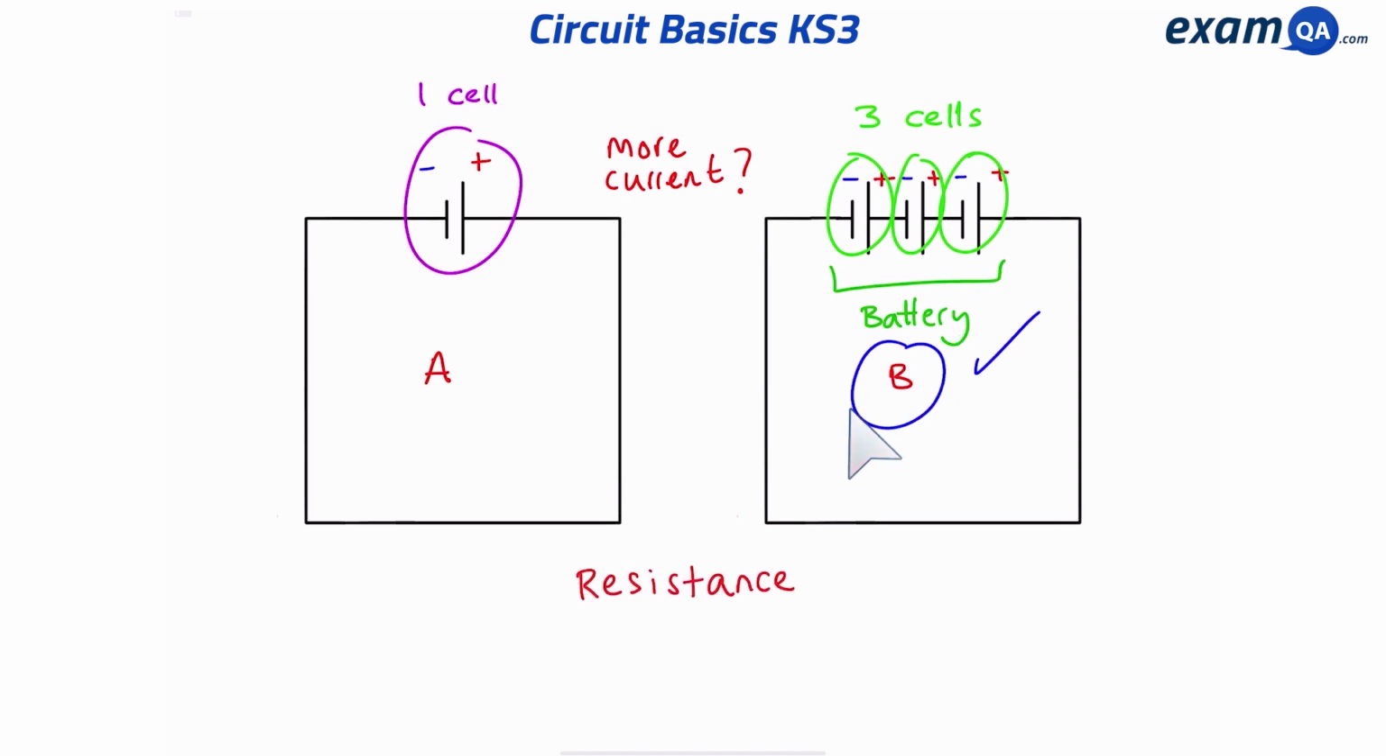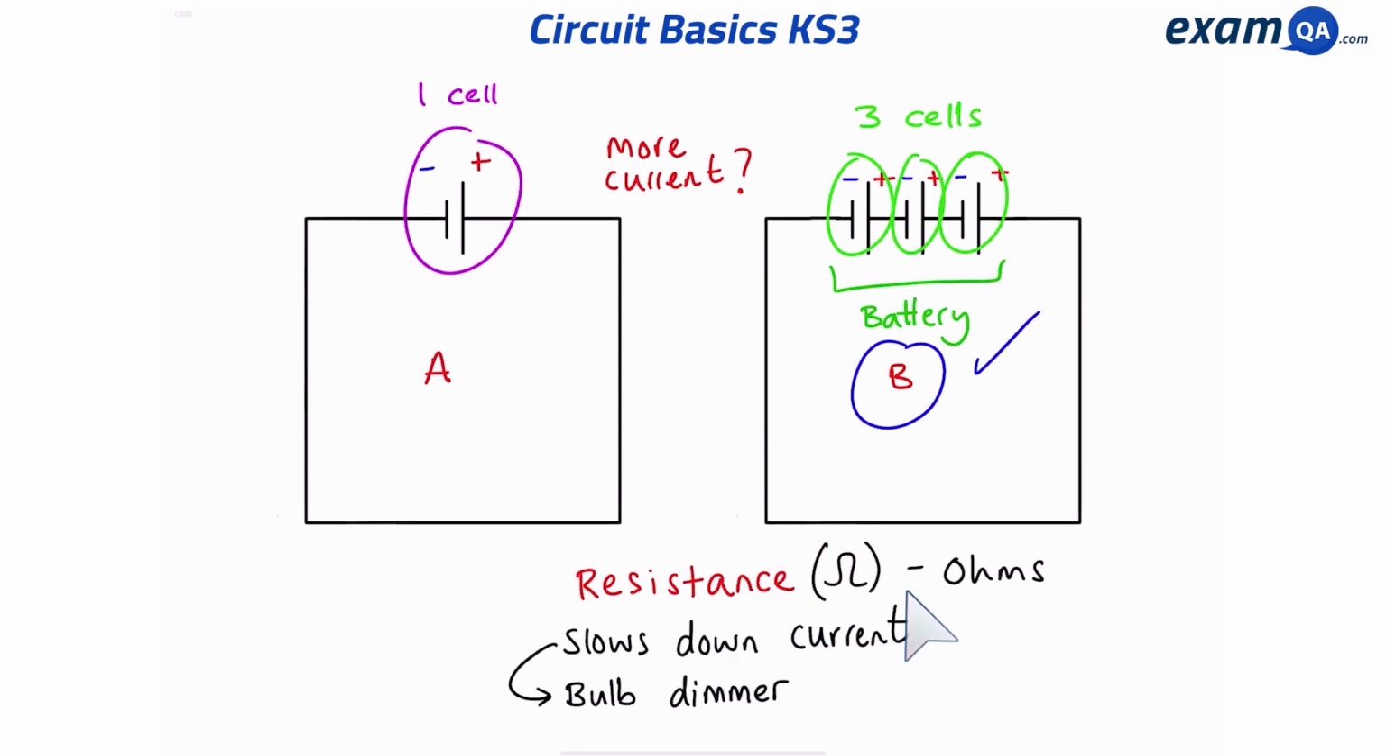Now resistance is a mean thing. It slows down the current. So for example, if you have something like a bulb in your circuit, the more resistance there is, the dimmer your bulb will become. Not cool. Resistance is measured in ohms.